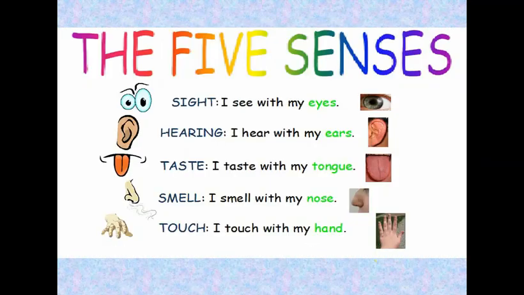Let's see how. The five senses, let me remind you of what the five senses are: sight, hearing, tasting, smelling, or touching. I can use my eyes to describe something. I can use my ears to describe something, how something sounds like. I can use my tongue to describe how something tastes like. I can use my nose to describe how something smells like. And I can use my hands also to describe how something feels like.